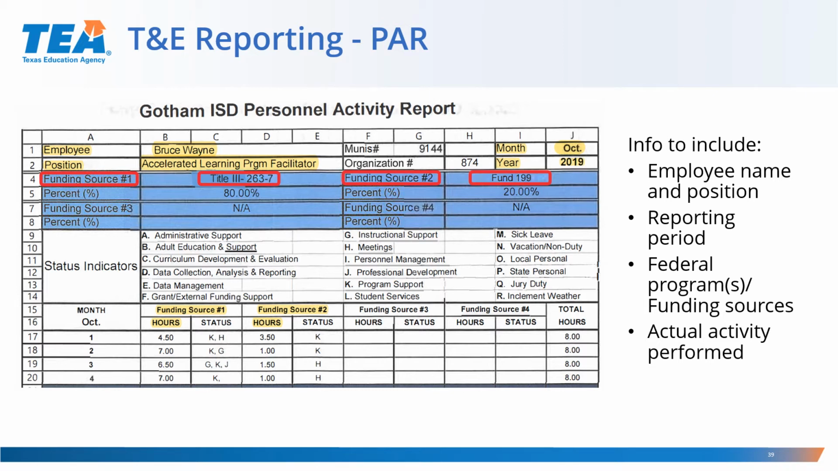So in this example, we have Bruce Wayne, who works at Gotham ISD, and we can see clearly his position, Accelerated Learning Program Facilitator. We can see that this PAR is covering the month of October 2019. And then we can see the funding sources he's paid from. We have Title III Part A, and then local funds, or Fund 199. Then underneath that, he's got his time broken down by day, the number of hours spent towards each of those separate programs.